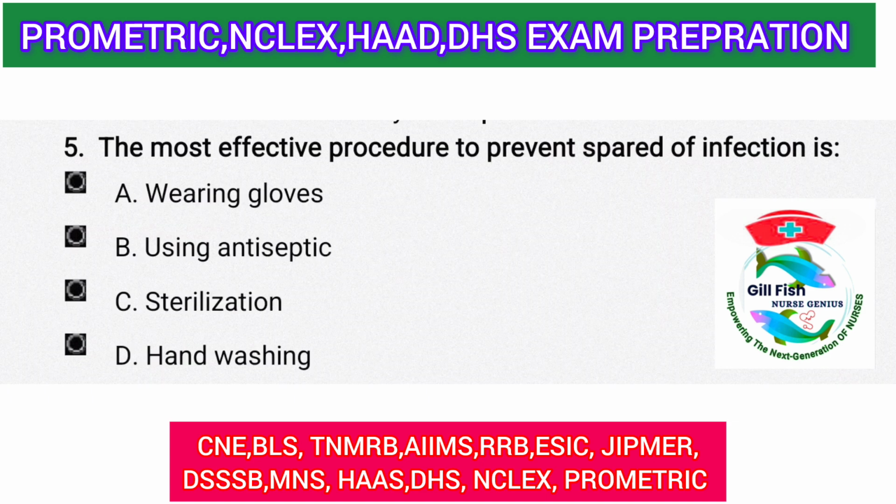The most effective procedure to prevent spread of infection is option A, wearing gloves. Option B, using antiseptic. Option C, sterilization. Option D, hand washing. So what is the best method? Everyone knows wearing gloves and antiseptic are not going to reduce infection, and the spread of infection is not going to be controlled. That is why option D, hand washing, is the best answer for this question.